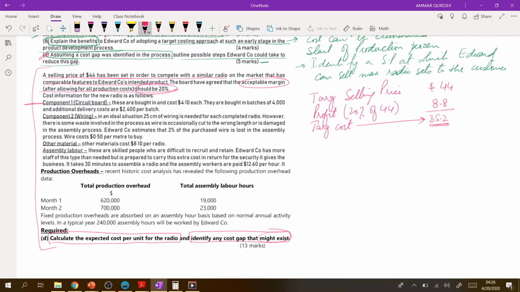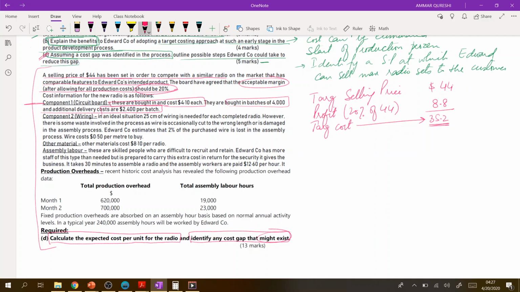Now, cost information for the new radio is as follows. Component 1 is a circuit board. These are bought in and cost $4.1 each, right? And they are bought in batches of 4,000 and additional delivery cost of 2,400 per batch. So what is 2,400? 2,400 is the additional delivery cost. You may refer to it as a transportation cost. Now, what will be the transportation cost per unit? Can we calculate that? Yes, we can. We'll do it later when we do the question.